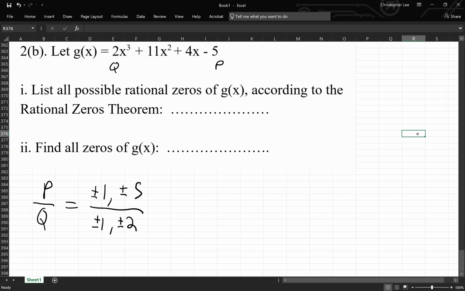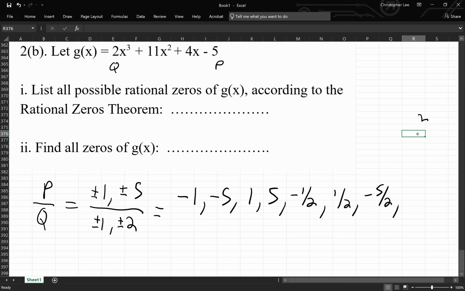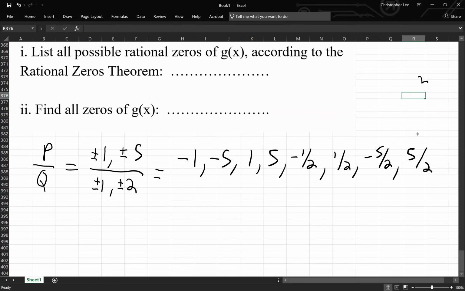That's it. Let's list out all these numbers, right? So first we're going to have negative 1, negative 5, positive 1, positive 5. Then I'm going to have negative 1/2, positive 1/2, negative 5/2, positive 5/2, right? And that's it. That's all the possible zeros that we have right there. That's the list of all the possible zeros.